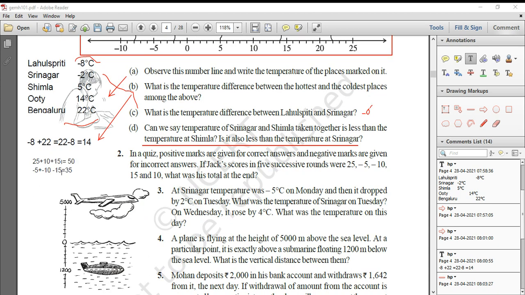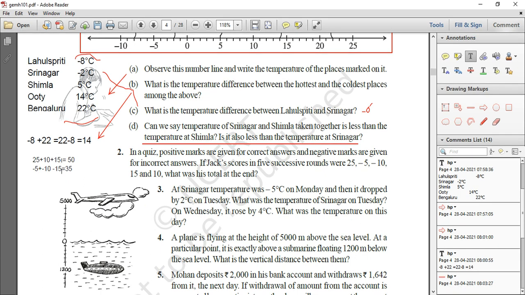So friends, moving on to question number 3. The question says that at Srinagar the temperature was -5 degrees on Monday and it dropped by 2 degrees on Tuesday. What was the temperature of Srinagar on Tuesday? We will solve this question one by one. So let's divide this question. By dividing it, it is easy to solve. So let's do the first part.